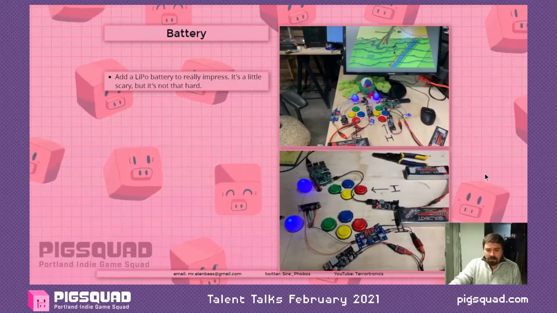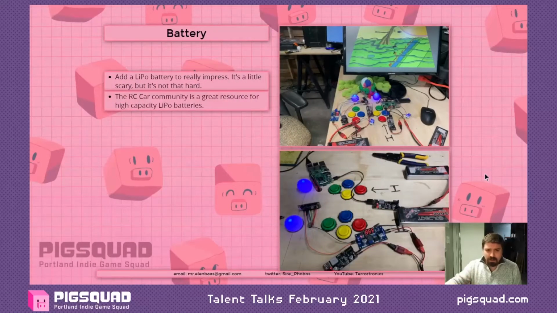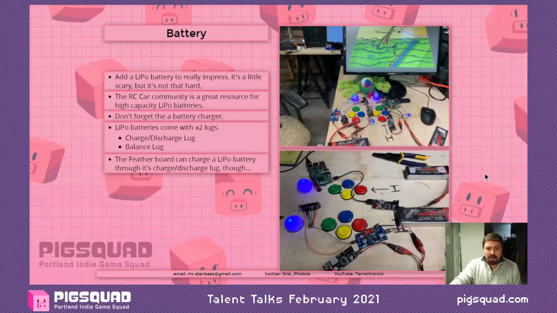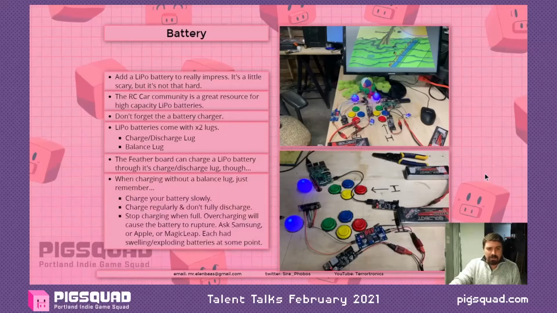Batteries are a great way to break the whole system off of there and make it really impressive. They're a little scary, but they're not too hard. Lipo batteries are great. You get a battery charger, and get some Lipo batteries off of an RC car website or something. That community uses them regularly, so they're great to leverage for knowledge.